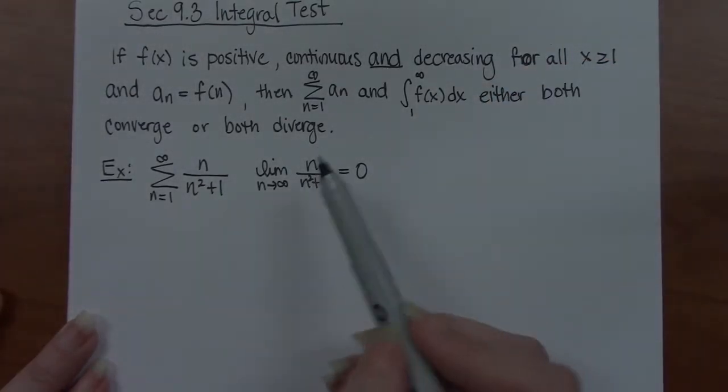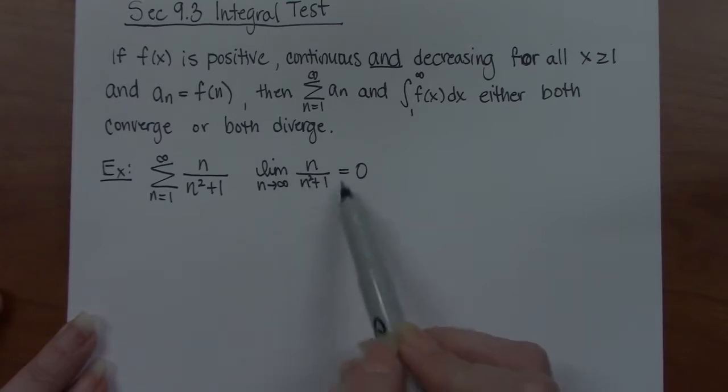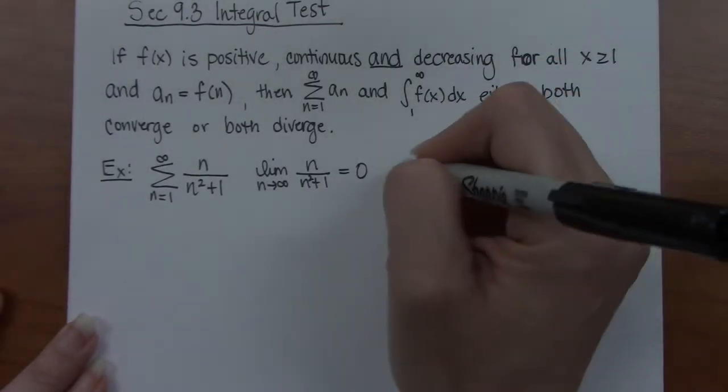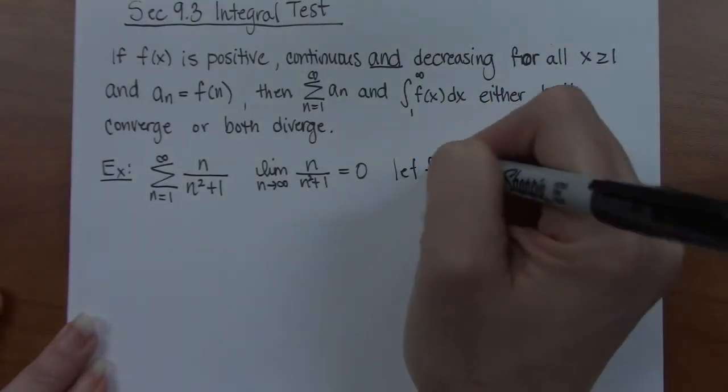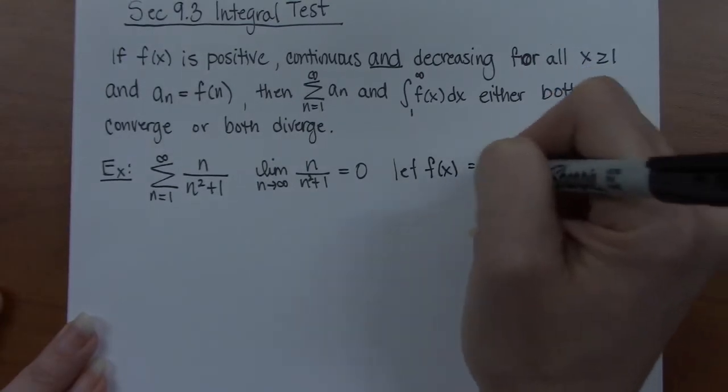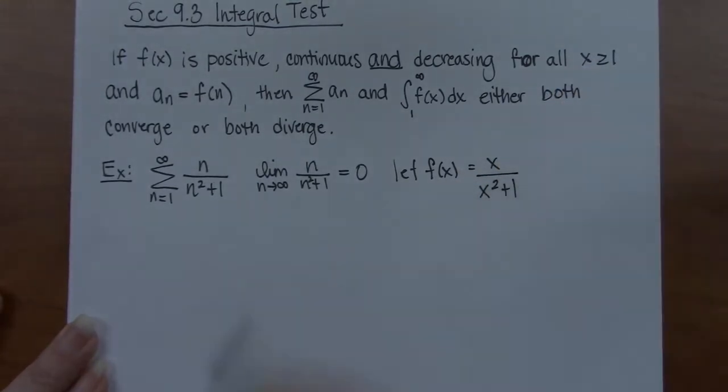We also can tell by looking at this, since the values of n that are going to go in are between 1 and infinity, this thing's always positive. So it meets the criteria to apply the integral test. So let's let f of x be x over x squared plus 1.